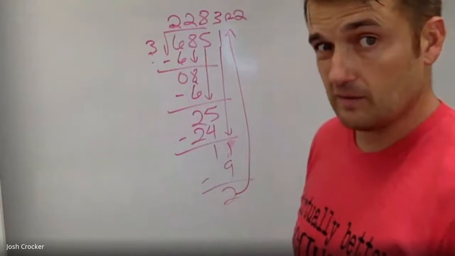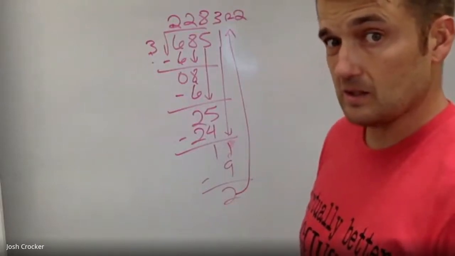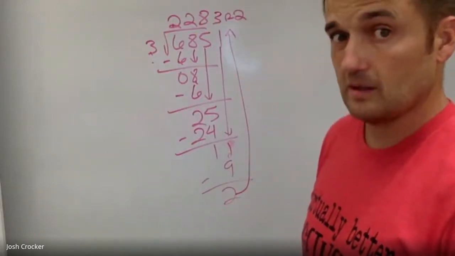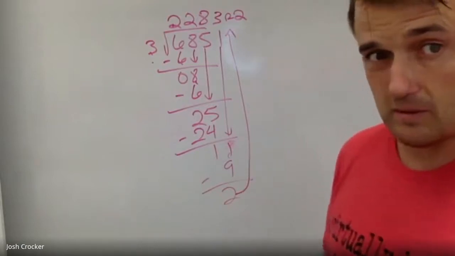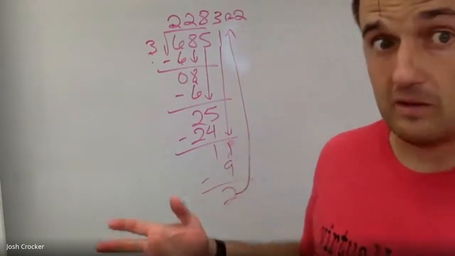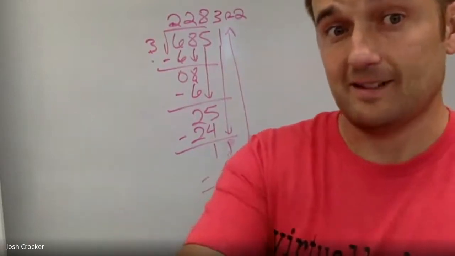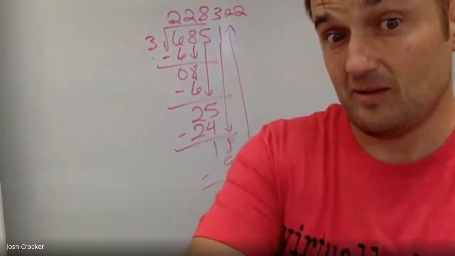So 6,851 divided by 3 is 2,283 remainder 2. 2 left over. Okay, that's long division. That's as long as it gets. Okay, we could do it. Same steps over and over again. It's not so hard.